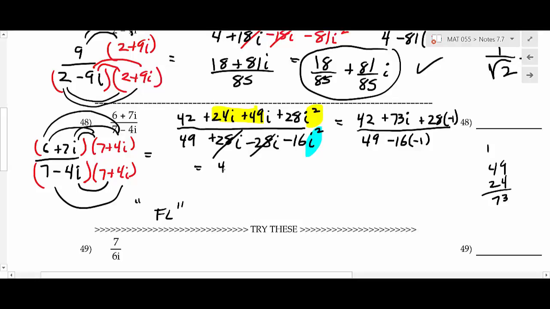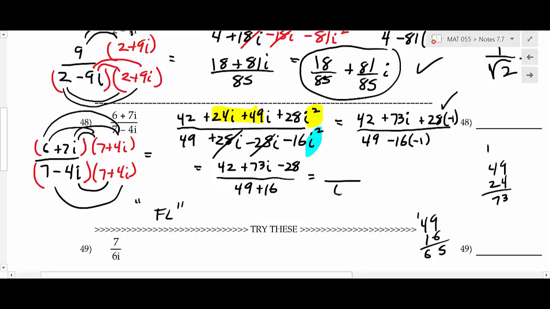The numerator is really 42 plus 73i, that's now minus 28. So that changes that sign. The denominator is really 49 plus 16. Okay, like that. So like I said, the denominator will never have an i in it. So if we put this together, 49 and 16, if you add that together, gives, I think, 65. So you have 65 there. And then the numerator has like terms, so you can do 42 minus 28 to get 14, and then plus 73i like that. Okay? All right, so that's what we do.